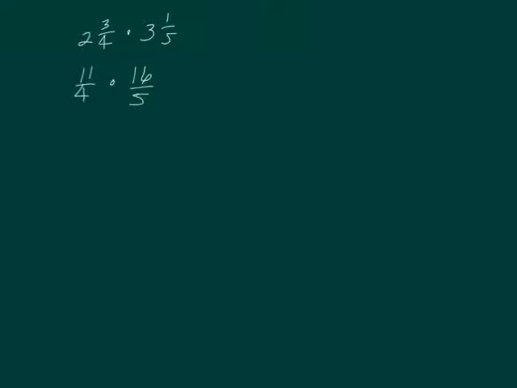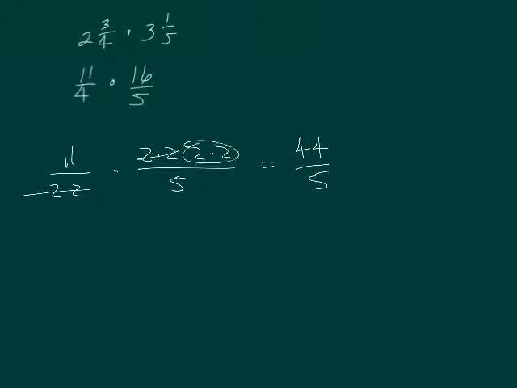We are going to take each of our numerators and denominators and take them as the product of primes. 11 is prime, so we don't do anything. 4 is 2 times 2. 16, 2 times 2 times 2 times 2. Multiply all those together and you get 16. 5 is already prime, so you don't do anything. Cross out those two, cross out those two, and now we have 44/5 when we multiply those together, and that makes it nice.